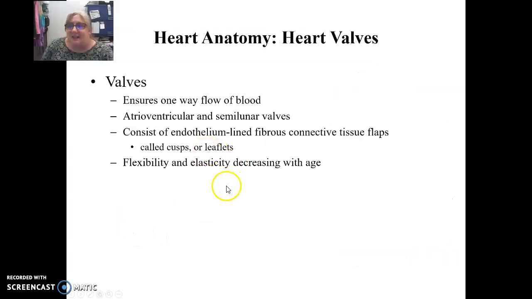The valves then ensure a one-way flow of blood. So blood goes from the atria to the ventricles, from the ventricles out to either pulmonary or systemic circulation.